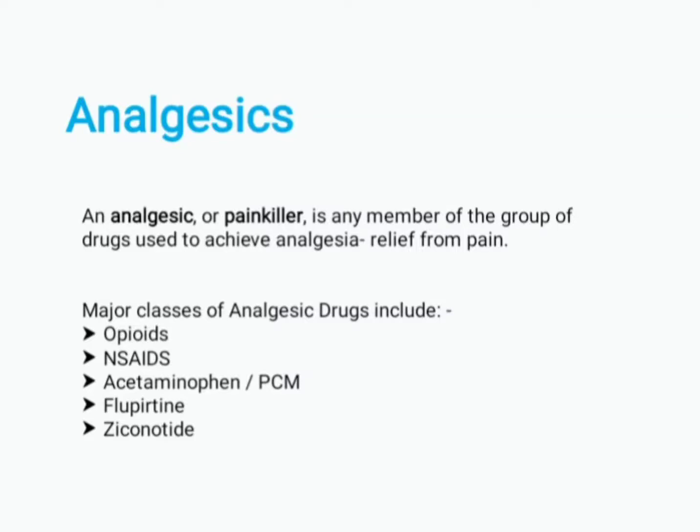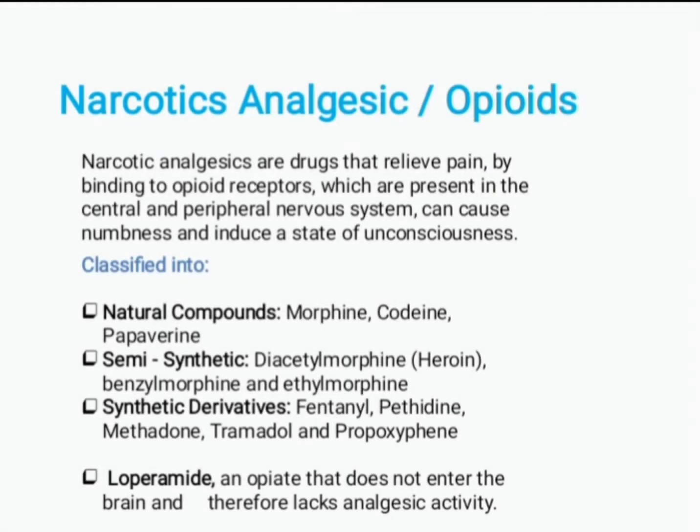Then we will see narcotic analgesics, or opioids. Narcotic analgesics are drugs that relieve pain by binding to opioid receptors, which are present in the central and peripheral nervous system. They can cause numbness and induce a state of unconsciousness.